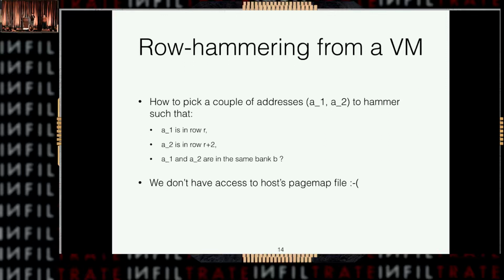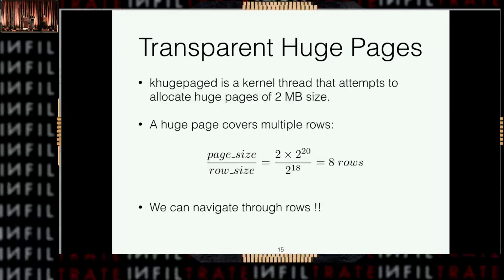For example, we don't have access to the pagemap file, so we cannot convert a virtual address into a physical one. So there is only one option left for us. We will rely on Transparent Huge Pages. Transparent Huge Pages, or THP for short, is a kernel thread running in the background that attempts to allocate huge pages of 2 megabyte size. And since a huge page covers multiple rows, 8 exactly, we can this way navigate through rows.